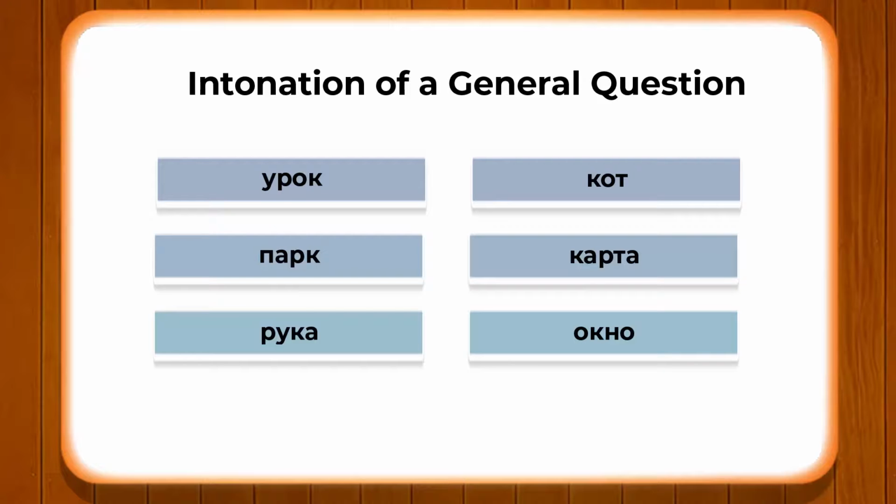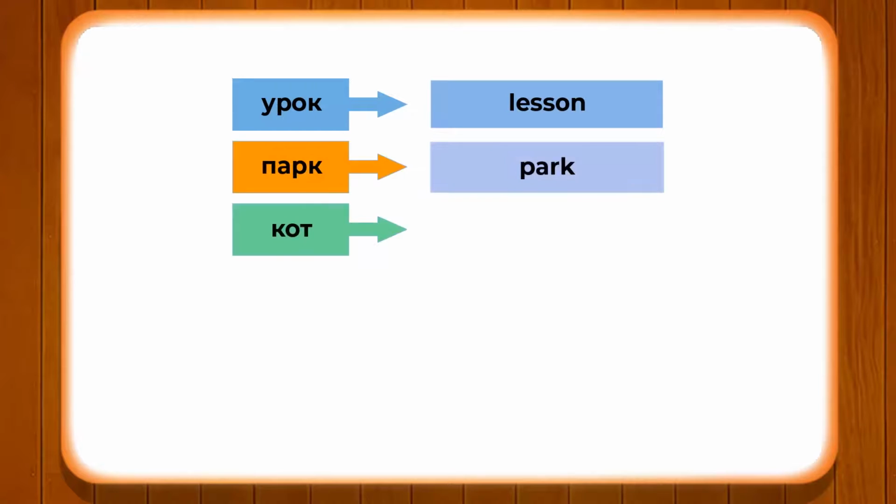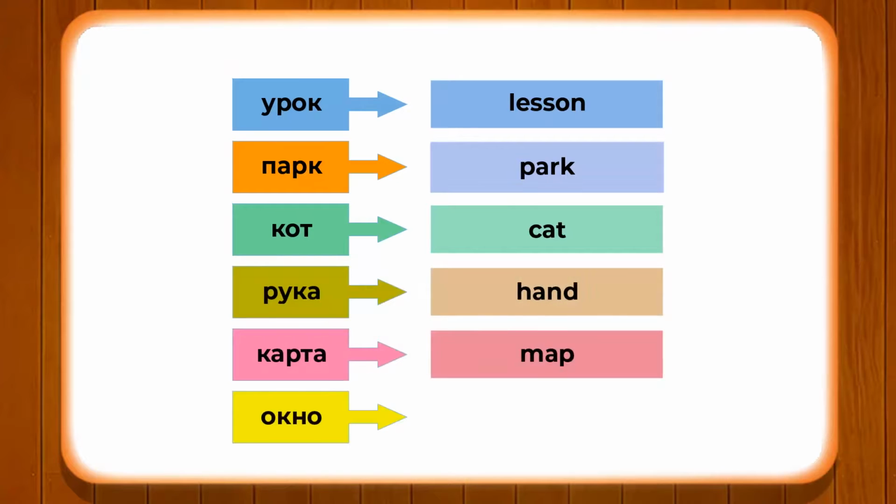Now, we will repeat these words once again. Urok means lesson, park means park, kot means cat, and basically kot means tomcat, ruka means hand, karta means map, and akno, which means window. All right, now let us go ahead and see all these words which we have just learned. We will be using them in the form of sentences, but before that let us look at these constructions.